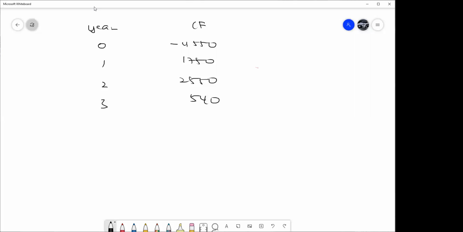So what is this IRR? Simple. The assumption of IRR, remember this: IRR is assuming that NPV is 0. Okay, IRR is assuming NPV is 0. So you use back the NPV formula.